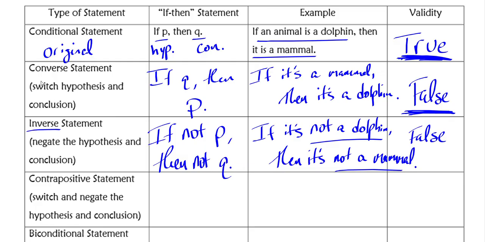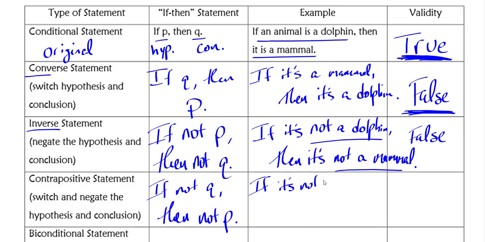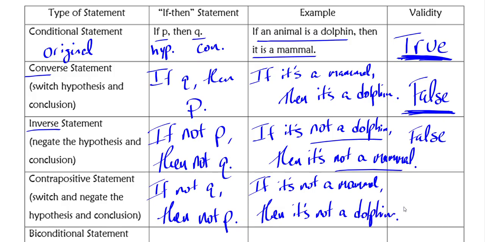The contrapositive mixes these two together. We change the order, and we negate both. So if not Q, then not P. So we change the order. Q comes first, then P, and we negate both of them. So if it's not a mammal, then it's not a dolphin. That is true. If it's not a mammal, it couldn't possibly be a dolphin.